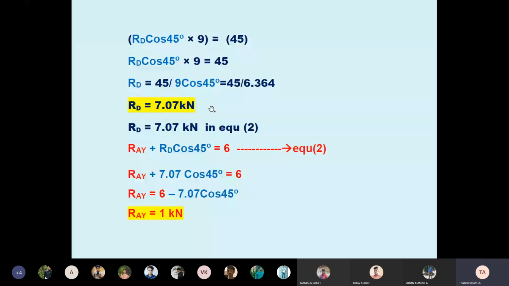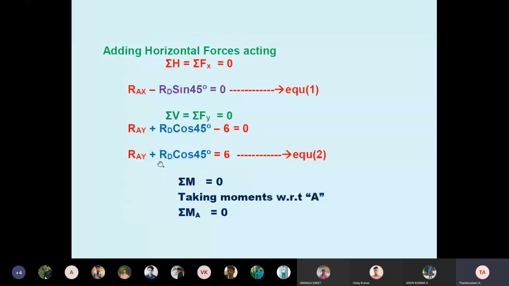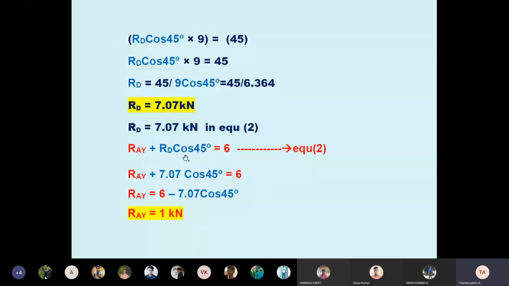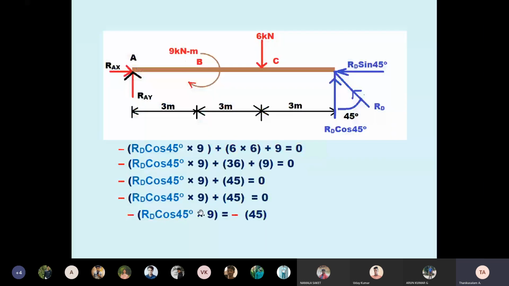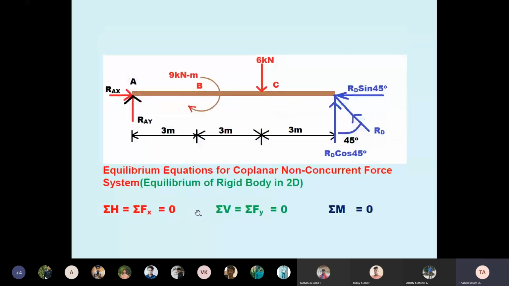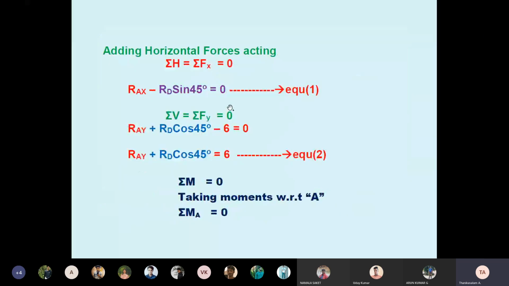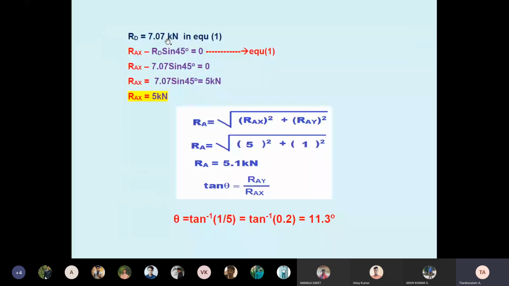So we already have equation 2. What is equation 2 here? RAY plus RD cos 45 equal to 6. So we got RD now. Therefore, apply it in equation 2. The final result is RAY equal to 1 kilonewton. Already we have equation 1. See here, equation 1: RAX minus RD sin 45. Again, apply RD in equation 1. Therefore, in equation 1, RAX finally.